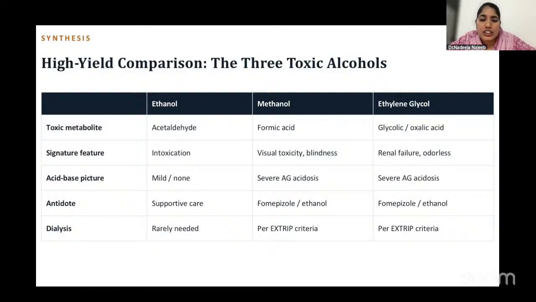Acid-base picture, ethanol does not have much of a differentiating acid-base picture. Methanol and ethylene glycol has a severe anion gap metabolic acidosis in the later phase. If it is in the earlier phase, there would be a higher osmolar gap. Antidote for ethanol intoxication is supportive care according to the symptoms that are presenting. Methanol, the antidote is fomepizole or ethanol. The same goes for ethylene glycol. Dialysis is rarely needed for ethanol, but may be needed for methanol and ethylene glycol as per EXTRIP criteria.